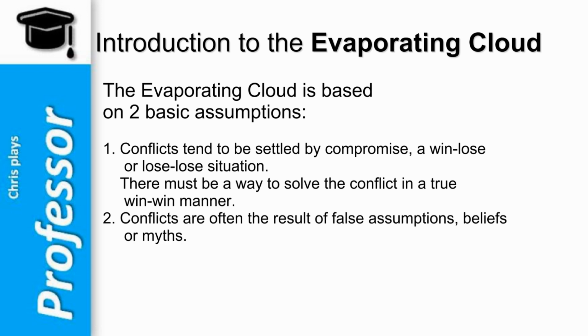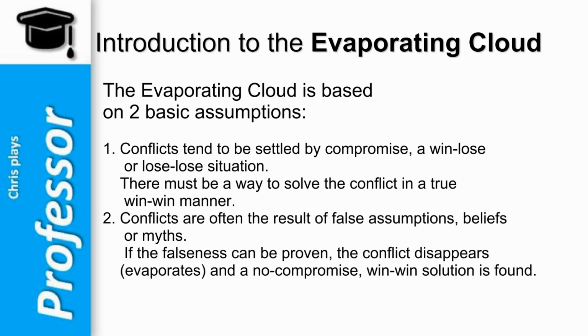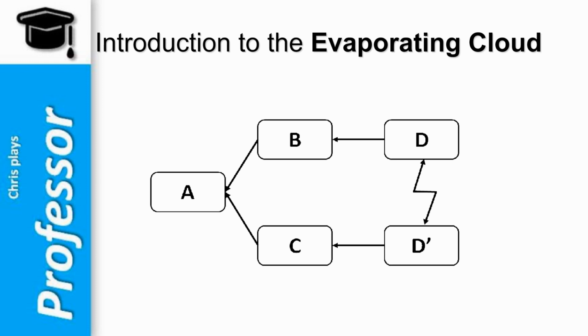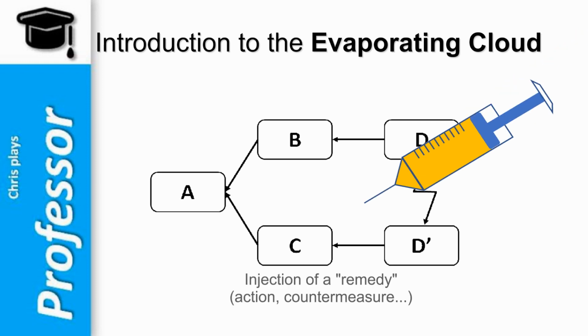Second, conflicts are often the result of false assumptions, beliefs or myths, which needlessly constrain the organization. As two opposite things cannot be true at the same time, one is necessarily false. If the falseness can be proven, the conflict disappears or evaporates, and a no-compromise win-win solution is found. But if there are no false assumptions or beliefs, but a constraining rule or policy instead, resolving the conflict is done by injecting a solution, a countermeasure, or a remedy that didn't exist in the system.